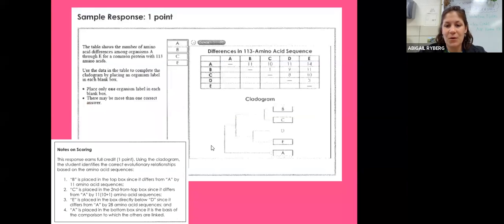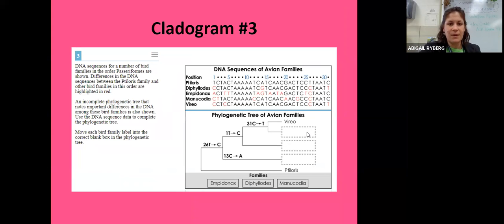Okay, so there's an example of an answer. Remember that B and C up at the very top could have been swapped and you would get full credit on the AP test. Okay, let's flip to cladogram number 3.